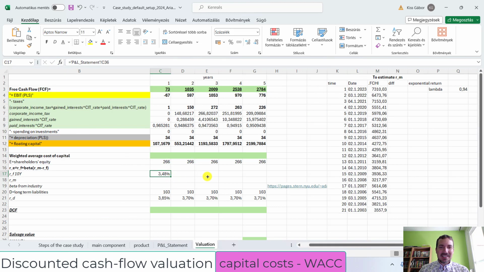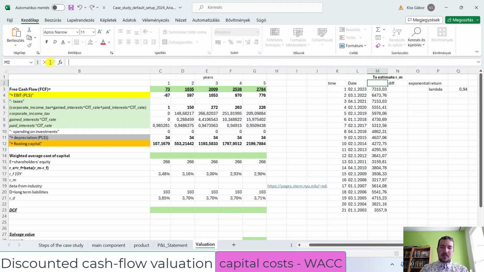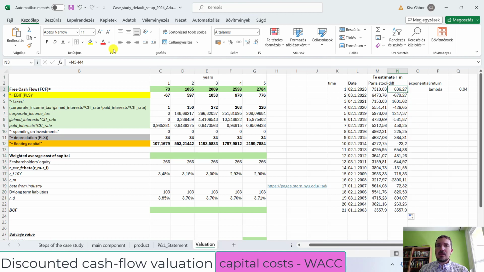So let's not complicate stuff. Then RM, return on the market portfolio. This is the tricky part, because if we are just checking the French, Paris exchange index, then this is the most of the historical data. So if we are just taking the difference minus this one, or obviously we can say that, okay, let's check or let's look for the increase behind them.